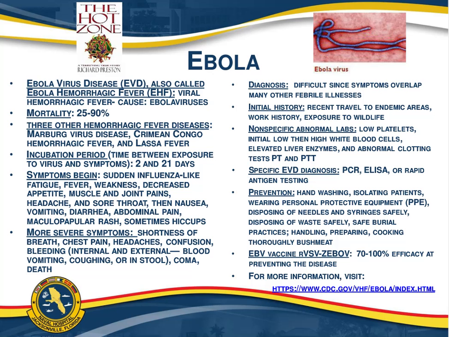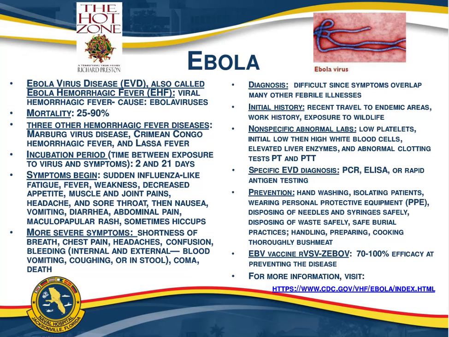Symptoms begin with a flu-like illness. That's a lot of these diseases: fatigue, fever, weakness, decreased appetite, and more severe symptoms: shortness of breath, chest pain, bleeding out of various areas in your body. Diagnosis, very, very, very difficult to make the diagnosis initially until it's too late. Recent history and physical exam. So travel to endemic areas, work history, exposure to wildlife. Non-specific labs, so low platelets, elevated liver enzymes, clotting tests, PT-PTT, for example.